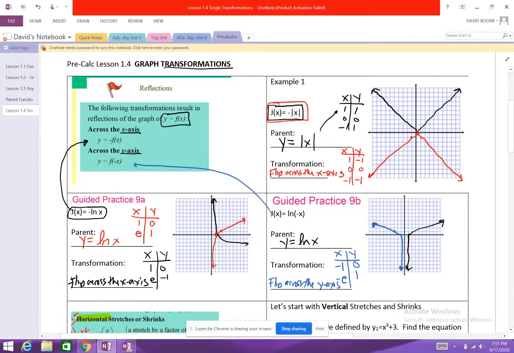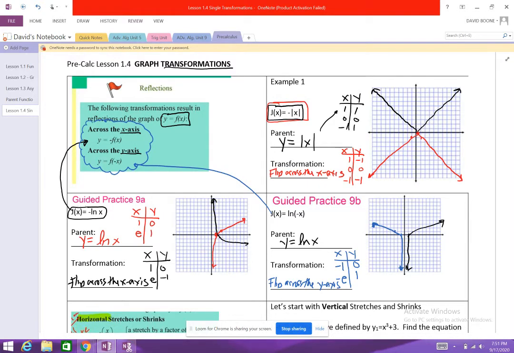Okay, so those are the formulas you should remember up here on how to flip across the x-axis or flip across the y-axis. If you want a graph to flip across the x-axis, just put a negative in front of the function, whatever that happens to be. If you want to flip it across the y-axis, then you have to put negative x in for each of the x's in that function.